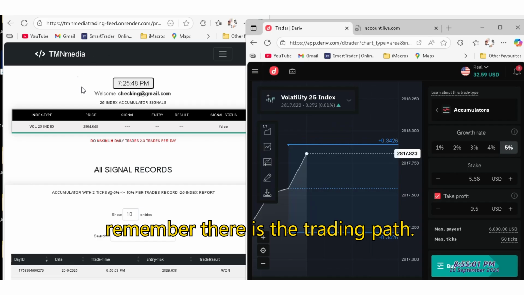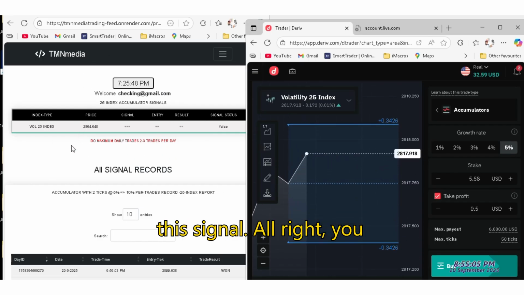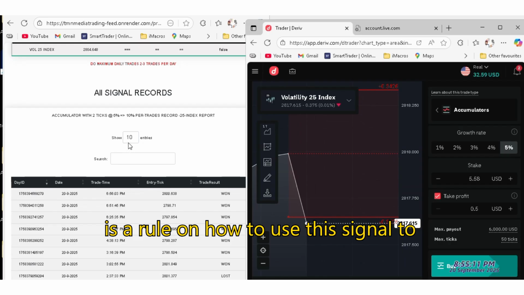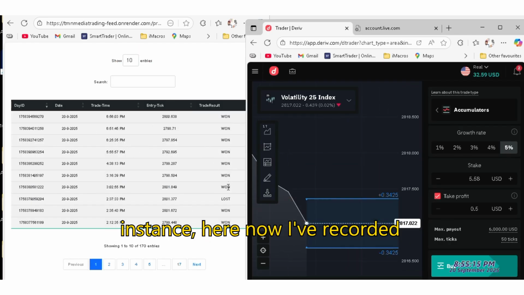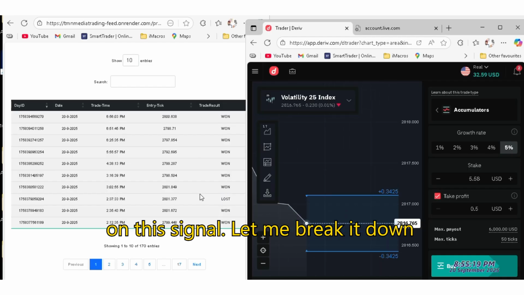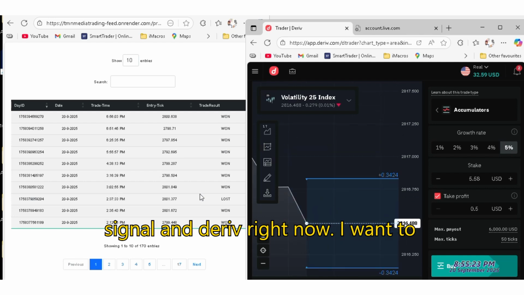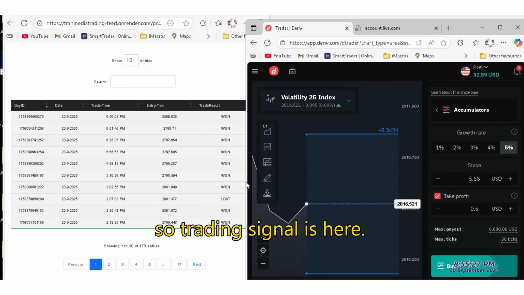So remember, there is the trading part. You're going to be trading with this signal. Now, there is a rule on how to use this signal to get your results. For instance, here now, I've recorded on this signal. Let me break it down because we are covering the trading signal and Deriv. Right now, I want to cover trading signal. So, trading signal is here.